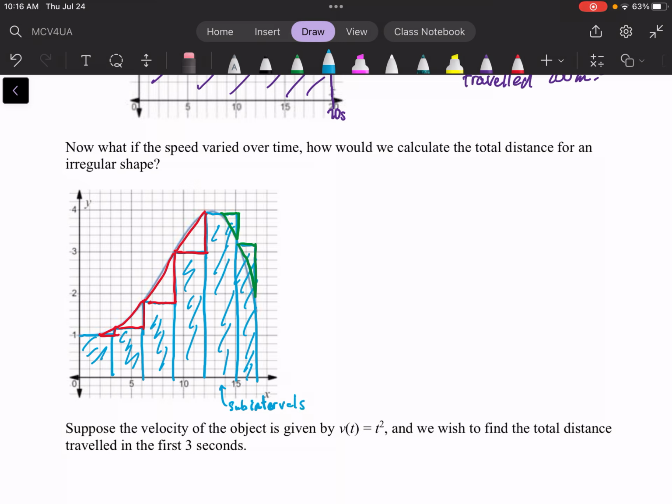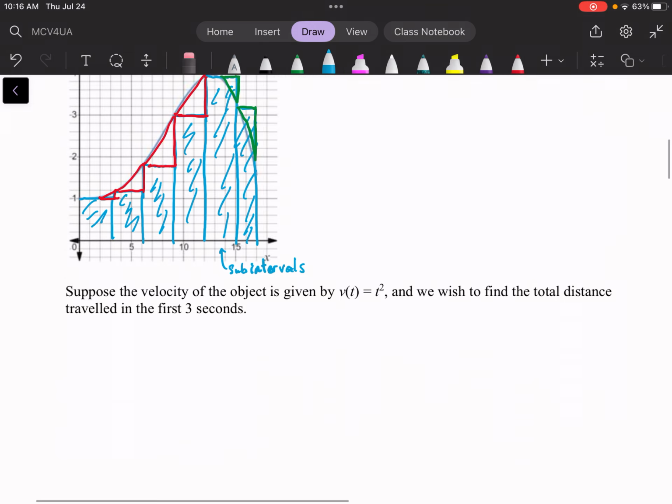You can choose a size of any subinterval you want. In this case, most of them are 3 and the last one is 2, but you can choose lengths of 1, you can choose lengths of 0.5, you can choose whatever length or subinterval you wish. So let's see the various different methods, and one of the methods I used right here.